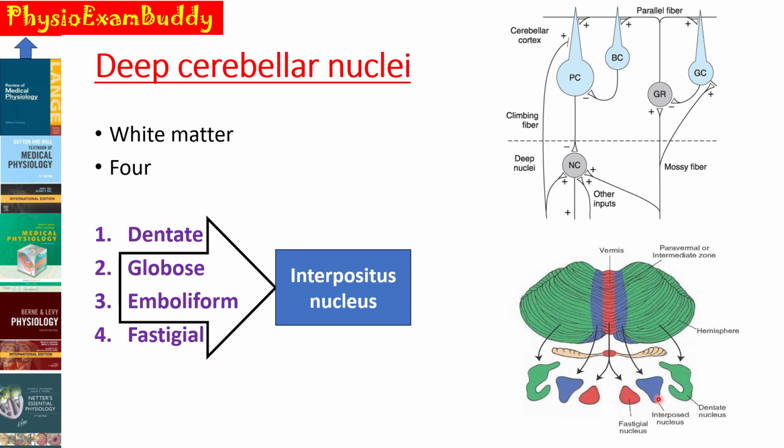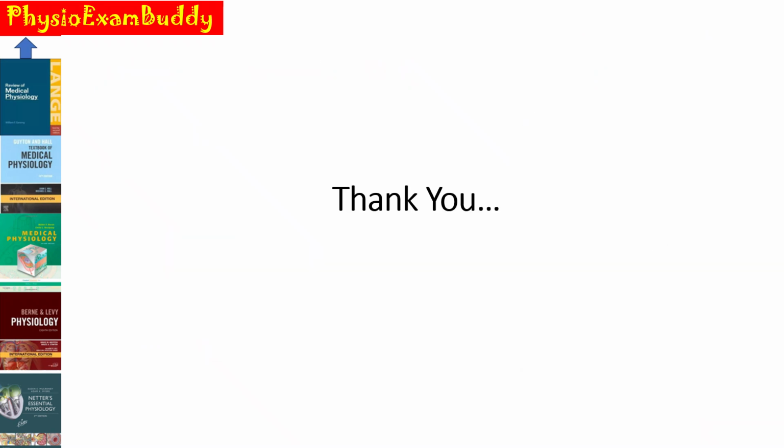It is represented by blue color, and these globose as well as emboliform nuclei are seen in this blue shaded area. And the fourth nucleus is the fastigial nucleus, which is represented by the red color, and this is mainly seen in the vermis portion of the white matter. So that is about the organization as well as divisions of the cerebellum. Thank you.